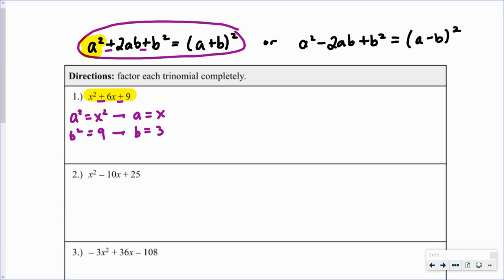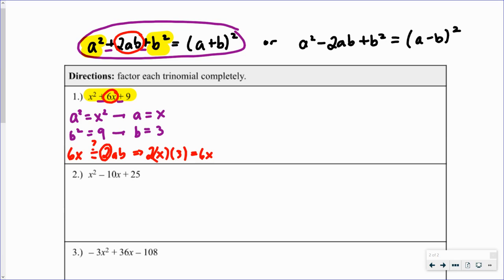The first term is a perfect square because that's a squared, and the last term is a perfect square because that's b squared. Now that we've determined what a and b are equal to, we need to see if the middle term is 2 times ab. Here's the middle term in question, 6x. The question is, does that equal 2ab? Let's check it out. The 2 is just going to remain. Now a is equal to x and b is equal to 3. If we simplify that, we get 6x.